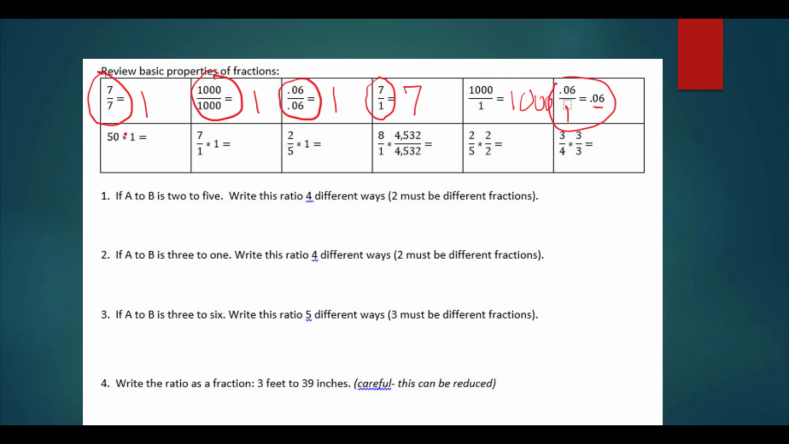And here's another important concept. Any number times 1 is itself. You get that? 7 divided by 1 is 7. 7 times 1 is 7. And here's a really important one right here. Any number times 1 is itself again, right? It doesn't matter if it's a fraction or whatever.